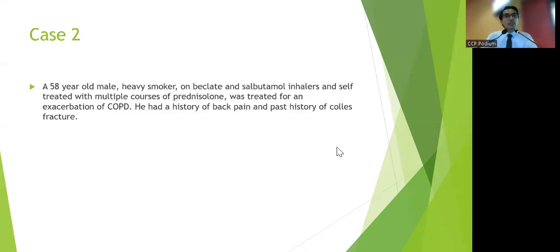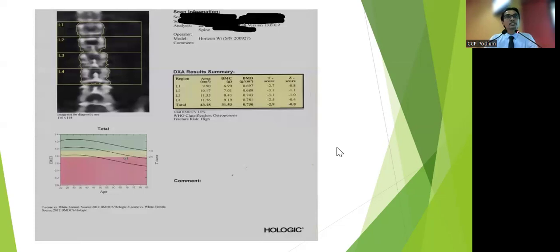The second patient is a male, a 58-year-old heavy smoker, and he was a fish vendor. We found out that he had been self-medicating with prednisolone for some time for his COPD. He came to the ward with another COPD exacerbation, but on inquiry, he had a history of fracturing his wrist while lifting some heavy boxes. So we did the DEXA. Again, it was osteoporosis.